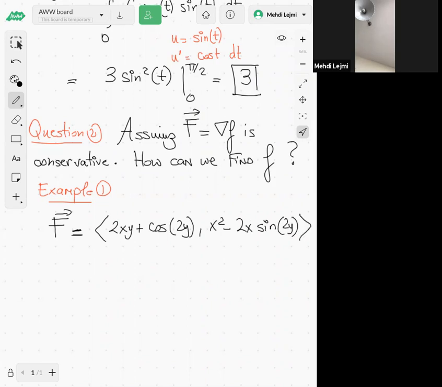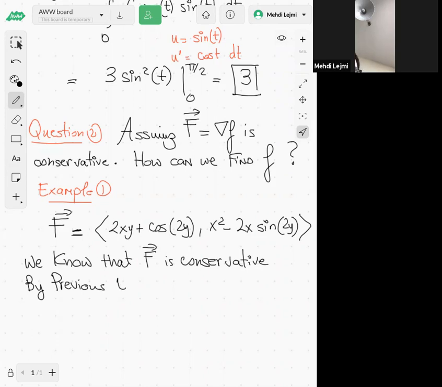Okay. So in the exercise, we know that F is conservative by the previous exercise. We checked that the derivative of N with respect to x is equal to the derivative of M with respect to y. Okay, so now the question is, F is the gradient of some function f, right? So how can we find f?